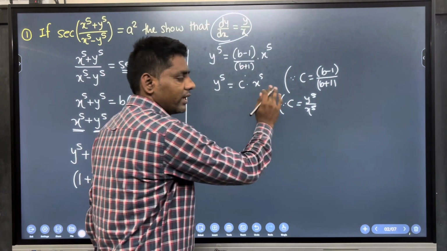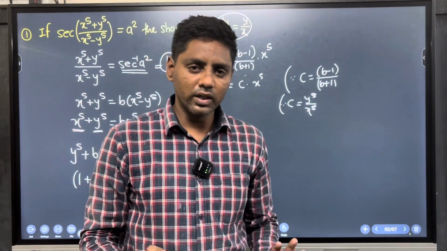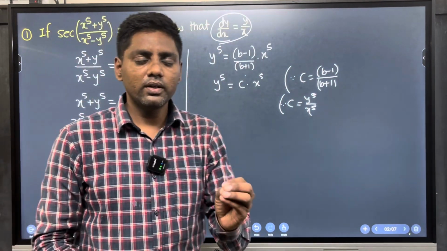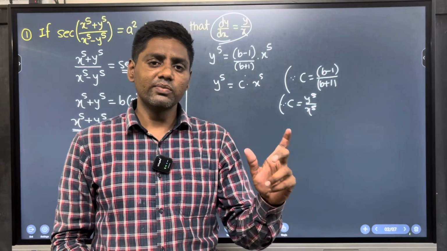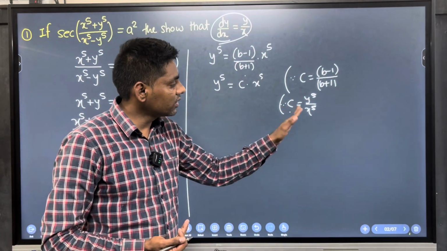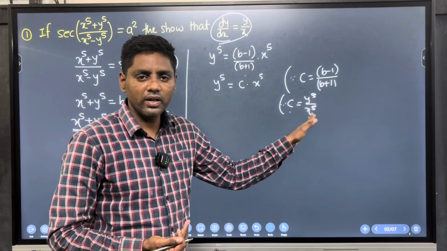Why do we write the value of c here? Because when we take the derivative after this step, in the last step you have to replace the constant c in terms of the function. Therefore, in the last step, replace this c again with y raised to 5 divided by x raised to 5.